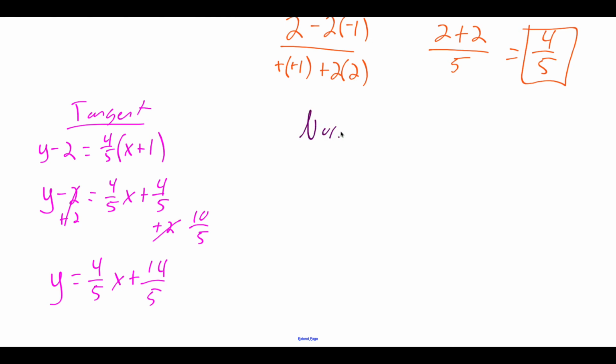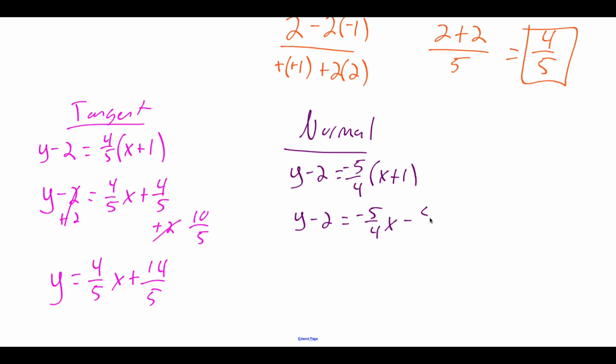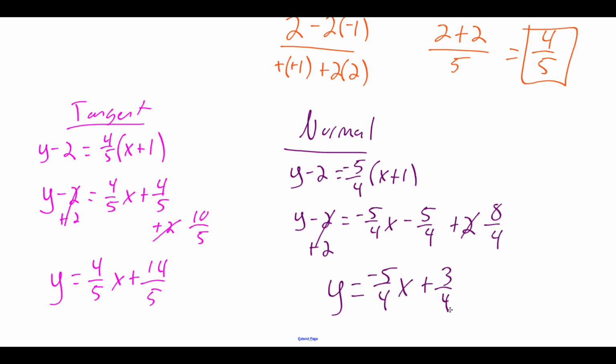So the normal line uses the perpendicular slope in our point slope form. So this is going to go y minus 2 equals negative 5/4 times x plus 1. Distribute that negative 5/4 in. So y minus 2 equals negative 5/4 x minus 5/4. We're going to have to add that 2 over to the right-hand side. But again, we'll want to get common denominators in there. So 2 is really like 8/4. So we're going to get the equation y equals negative 5/4 x plus 3/4 as our normal line.